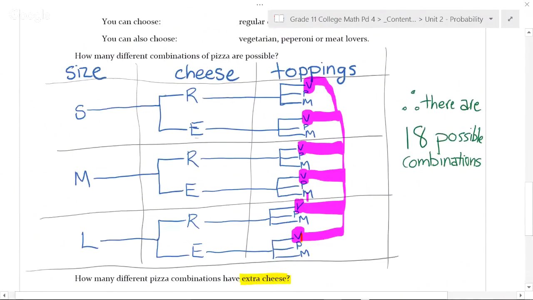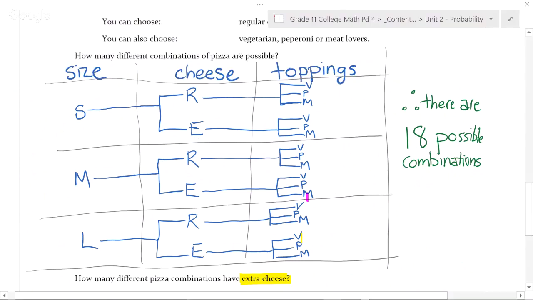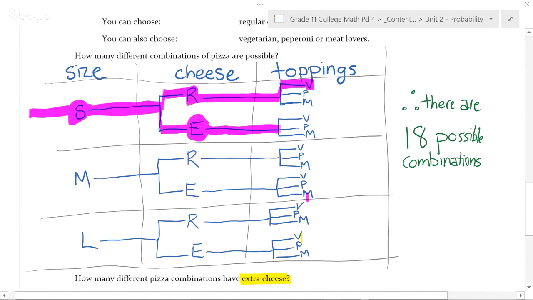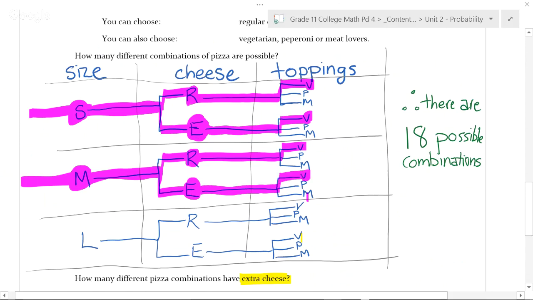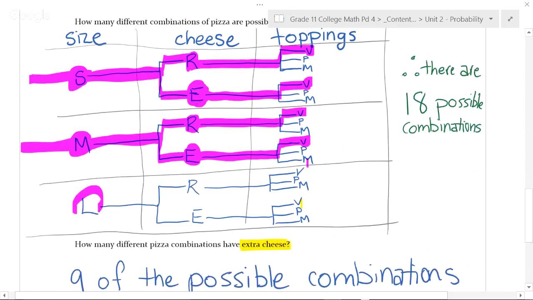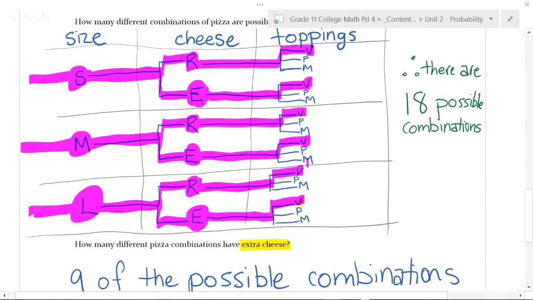I could say small, regular, vegetarian. Follow along like that. So I could say small pizza, regular, vegetarian, small pizza, extra cheese, vegetarian. We could do a medium regular, it's vegetarian. But I could also do medium extra cheese, it's vegetarian. And I could do a large pizza that's regular and vegetarian. And I could also do a large pizza with extra cheese that's vegetarian. So those are the 6 possible vegetarian pizzas.